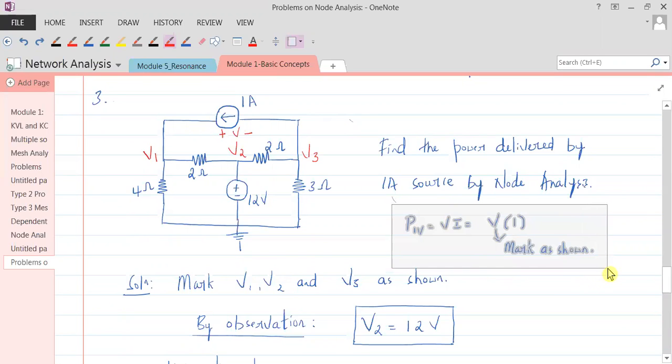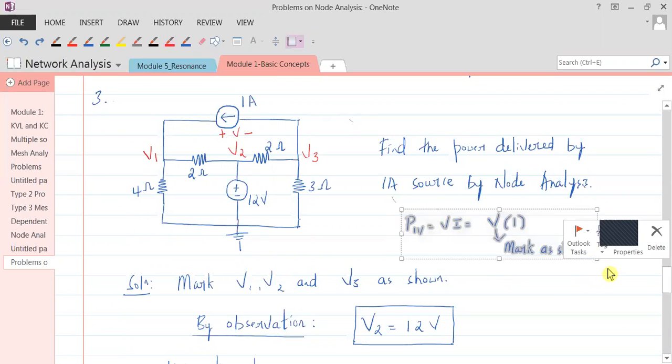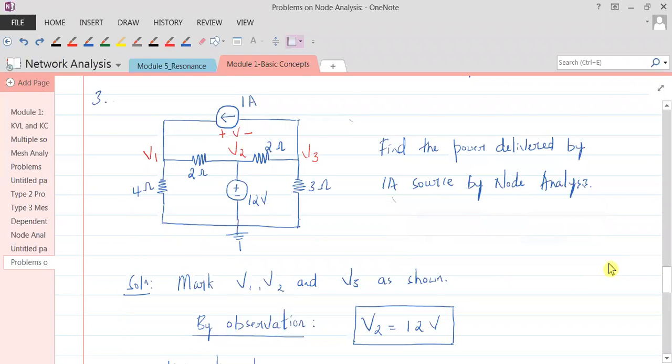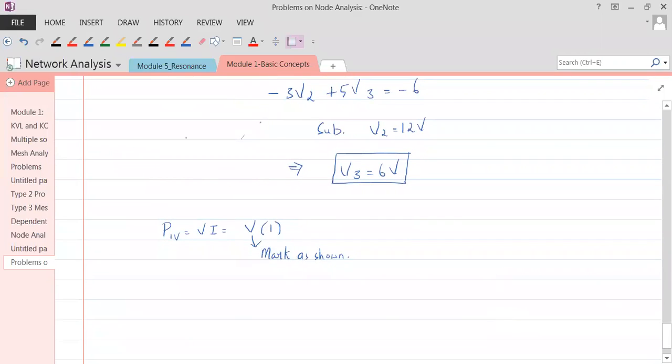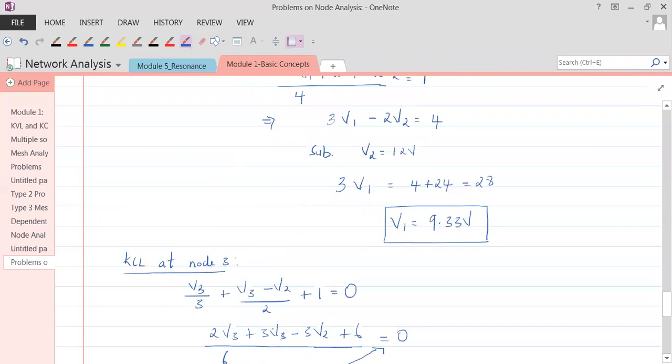So this is what we need to do regarding V when we are asked to find out the power delivered by the current source. So we have marked V. Okay, and what is V? We know that V is equal to V1 minus V3. So this implies that our power delivered by, is it 1 volt? No, it's 1 ampere.